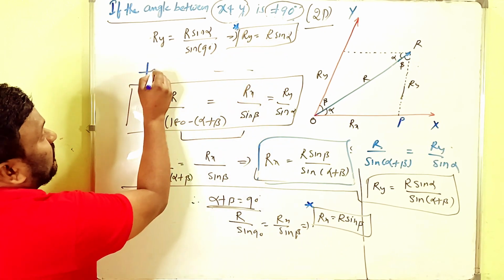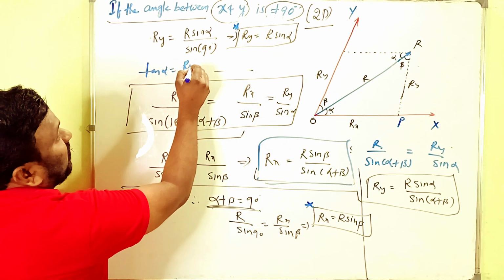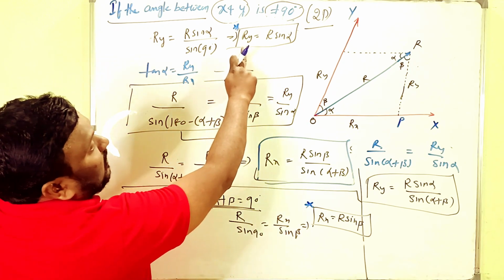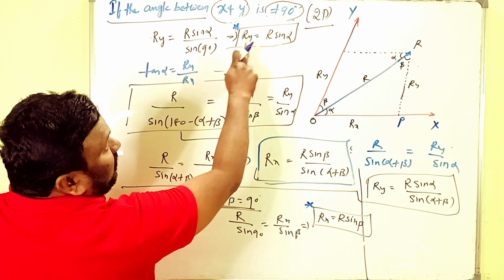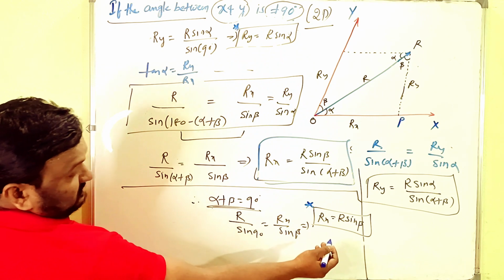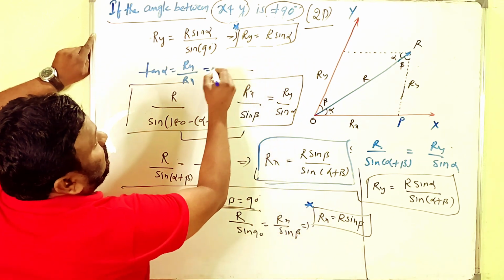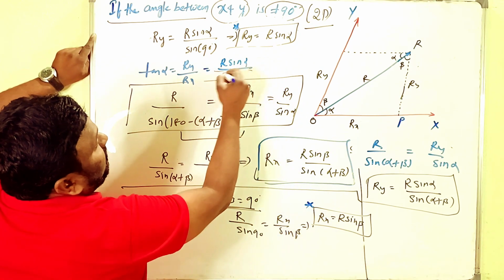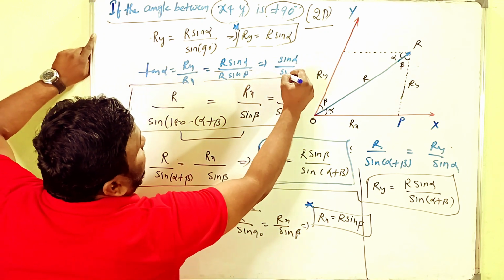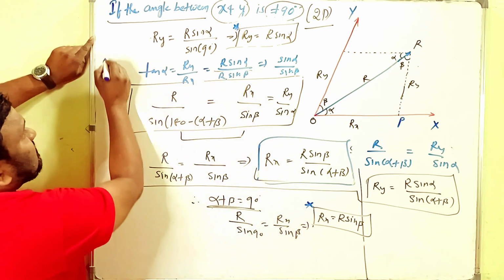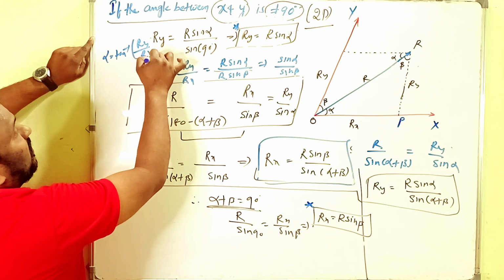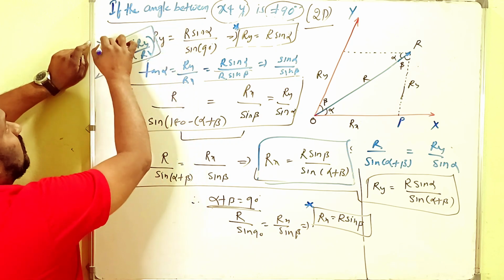From those two, what do you write? Tan alpha is equal to Ry by Rx. Same thing we will get. Ry is equal to R sin alpha, and Rx is R sin beta, so R sin alpha by R sin beta, that means sin alpha by sin beta we will get. Or simply, alpha is equal to tan inverse of Ry by Rx. You have to use this formula.